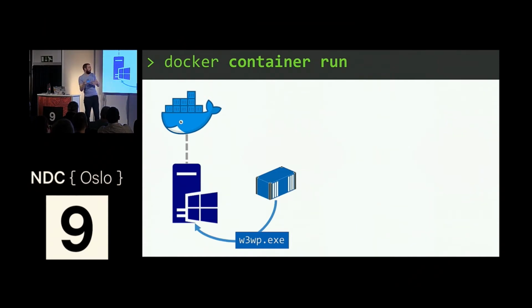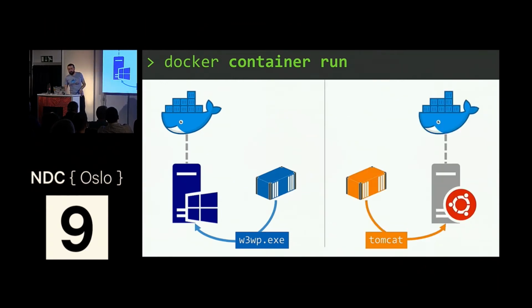That's what the container is. So the only way I can run my W3WP.exe is if I've got a Windows host to run it on. And the same's true on the other side, on the Linux side. I've got my Linux-based image. To run Tomcat, I need to have a Linux server that can understand the file system in the image and understand how to start and manage the process.